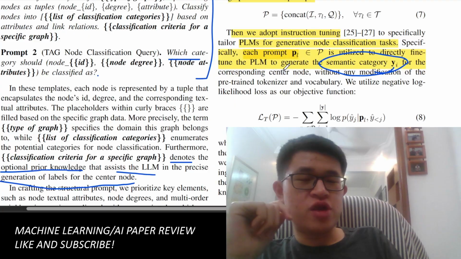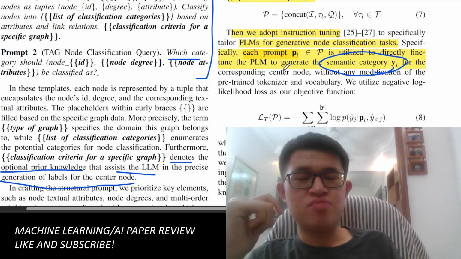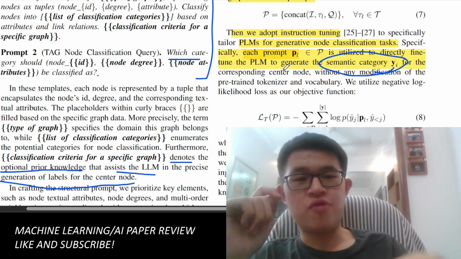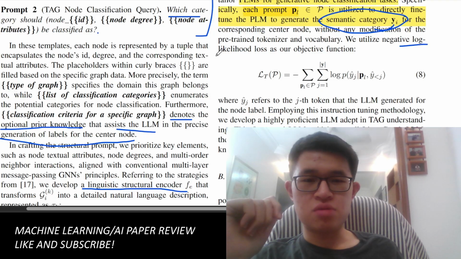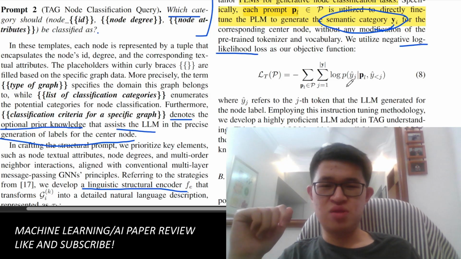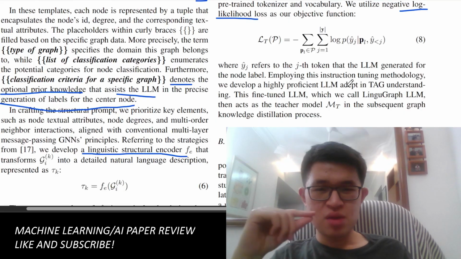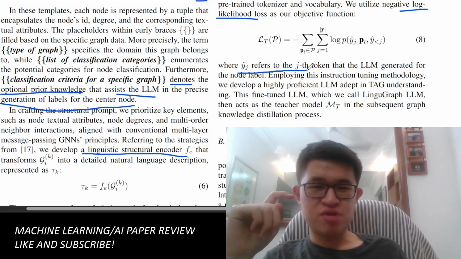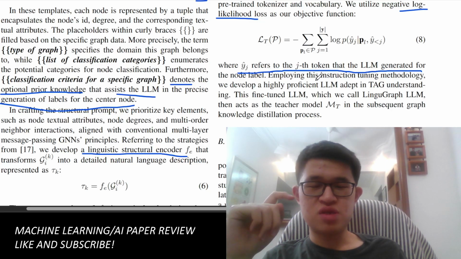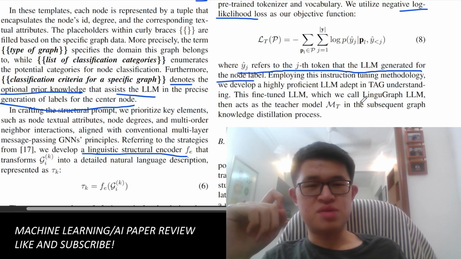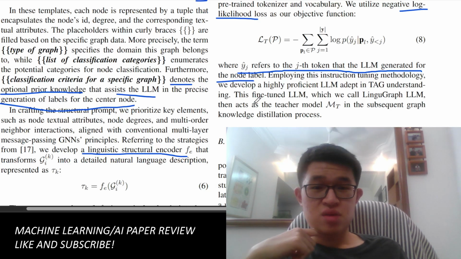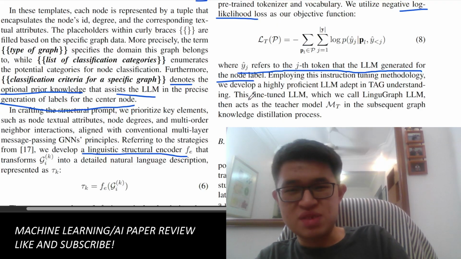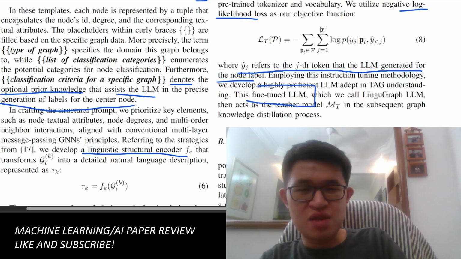Generate for the center atom without any modification to the tokenizer and vocabulary of the language model, and they use a negative log likelihood loss as their objective function, where yj corresponds to the j-th token that the LLM generated for the node label. That performs this fine-tuning for the node classification task. And voila, this is the endpoint. We get the fine-tuned LLM as the teacher model.